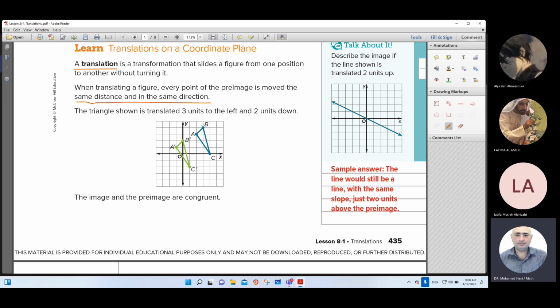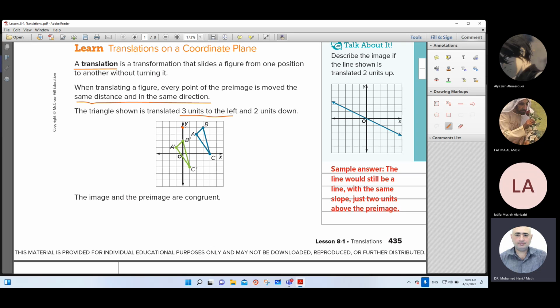As you see here, this is the pre-image. This triangle in blue color, ABC, is the pre-image. And this in the green color, A prime, B prime, C prime, is the image. The triangle shown is translated 3 units to the left. As you see here, B, 3 units to the left, 1, 2, 3. And 2 units down, 1, 2. So this is the new point, the image. So this is B and this is B prime.